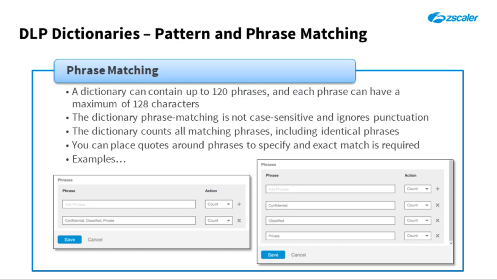You can add to your custom dictionaries phrases that represent content you want to protect for your organization. General guidelines for phrases include the following. A dictionary can contain up to 120 phrases. Each phrase can have a maximum of 128 characters. The dictionary phrase matching is not case sensitive and ignores punctuation. The dictionary counts all matching phrases, including identical phrases. You can place quotes around phrases to specify that the dictionary detect only phrases that exactly match the phrase in the order given within the quotes.